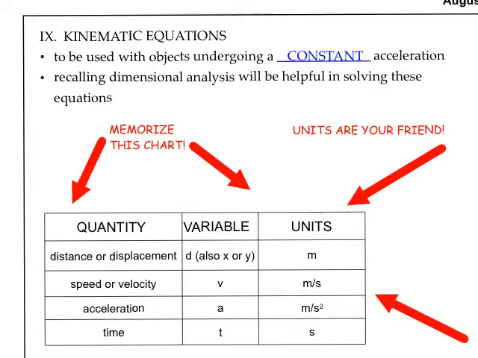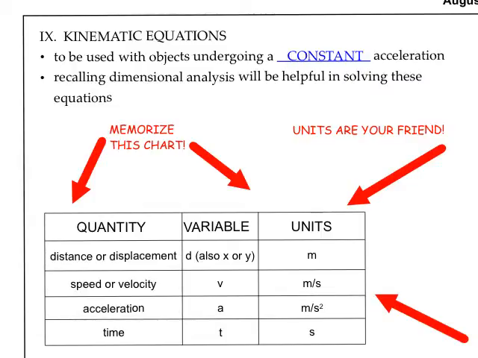For our next Roman numeral on the kinematic equations, remember kinematics refers to studying motion without considering the cause. So we are going to use these equations when an object is undergoing a constant acceleration. And using your units is really helpful, so I thought I would include a little chart here for you.